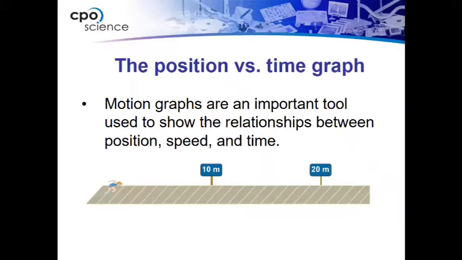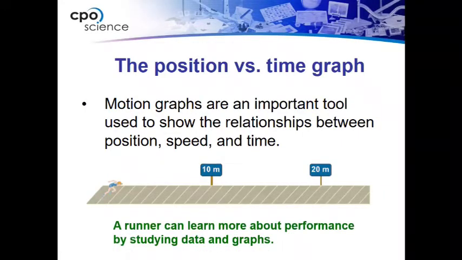Example, a running boy here, 10 meters and 20 meters. Wait lang. A runner can learn more about performance by studying data or graphs. So, example nga, a marathon runner, for him to know his performance, he can determine his development or improvement by using position versus time graph. Okay?